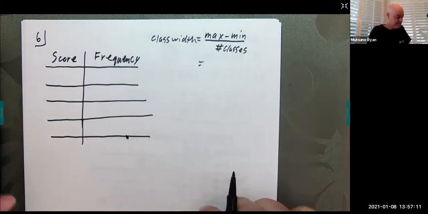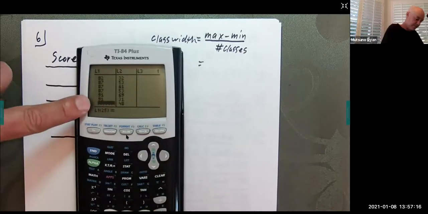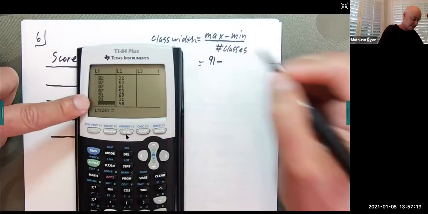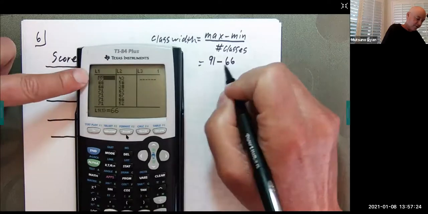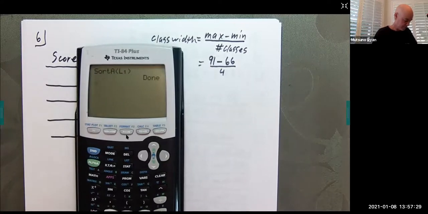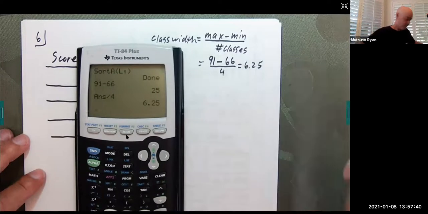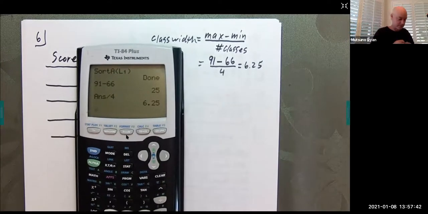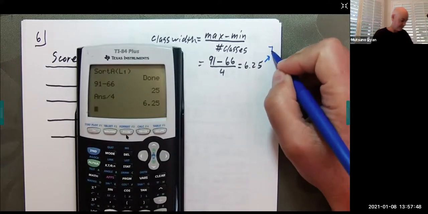So my largest number in list 1, if I hit up, it goes to the bottom, is 91. Minus the minimum number, which is 66, divided by 4, because there are 4 classes in this one. So 91 minus 66 divided by 4 goes to 6.25. But when it comes to class size, we always want to round up. So our class width is going to be 7.